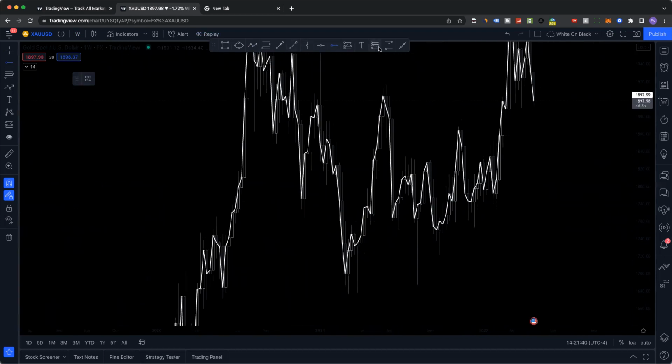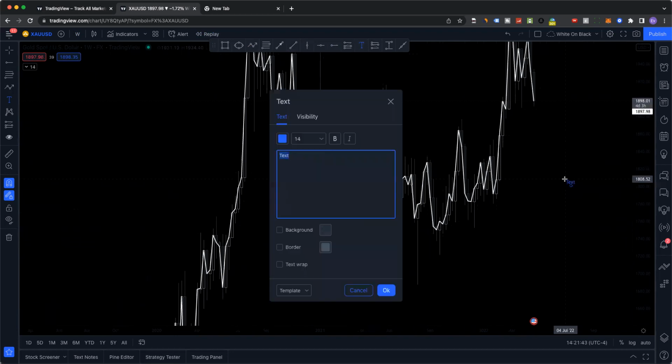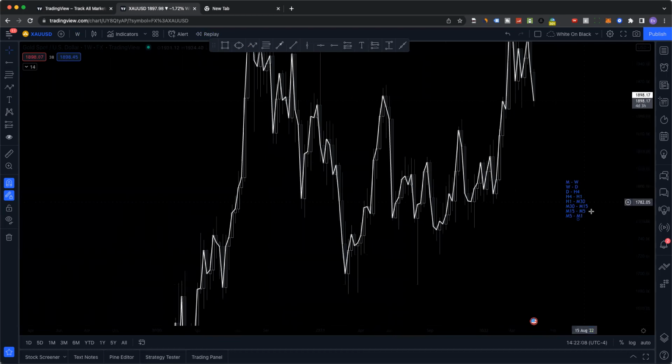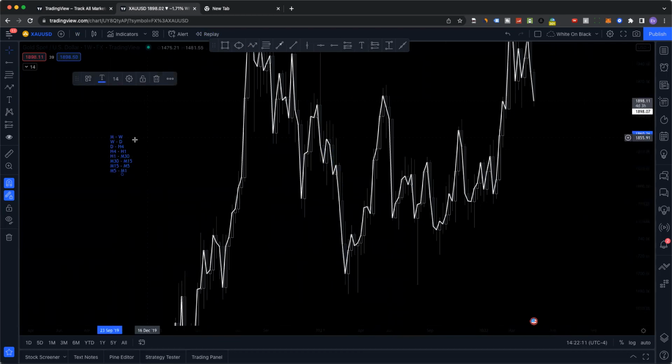Okay, so let's write down the timeframes that we're using. So we have monthly, which roadblock is weekly. We have weekly, which roadblock is daily. We have daily, which roadblock is H4. We have H4, which roadblock is H1. And we have H1, which roadblock is M30, and M30, which roadblock is M15, and M15, which is M5, M5 is M1. Okay. So these are the set of timeframes that we use.